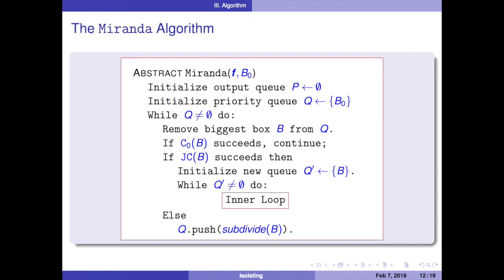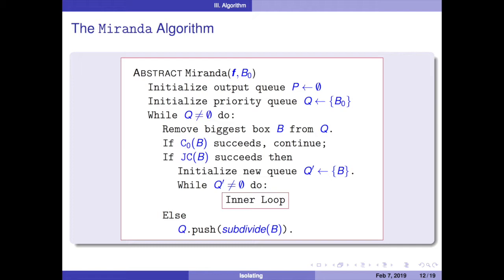And I can do biggest because this is a priority Q. And if C0 succeeds, you can throw it away. If the Jacobian test succeeds, then we start a new Q, because if the Jacobian test succeeds, there's at most one root. Now we want to go in and look for that root in the inner loop. So we start a new Q prime with the box B, and while this Q is not empty, we keep doing this until the Q is empty. Then we have thrown away everything. And otherwise, we subdivide and put everything back into the Q after you subdivide it, and repeat.